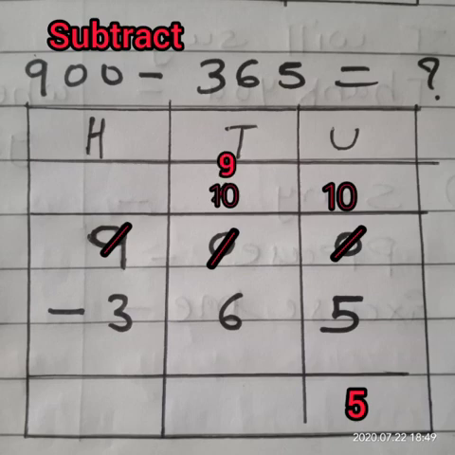Now we have 9 in the 10 place. Subtracting 6 tens from them, we write the remaining 3 in the answer. Then we have 800 left. Subtract 300 from them and write the remaining 5 in the answer. It is 535.